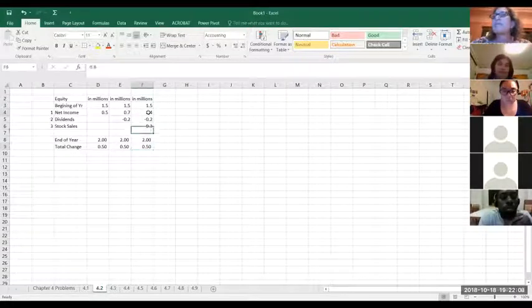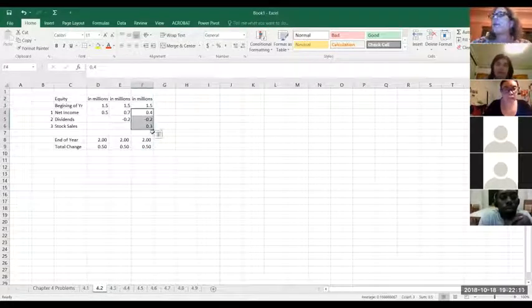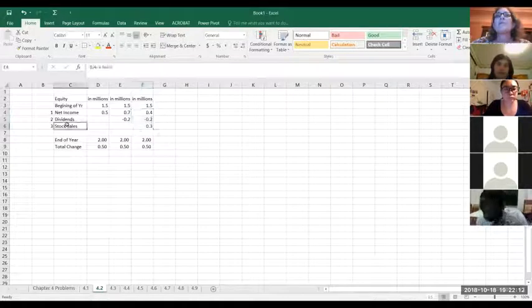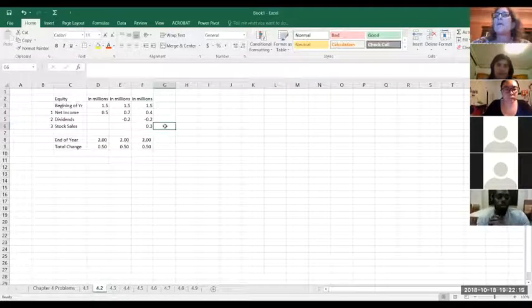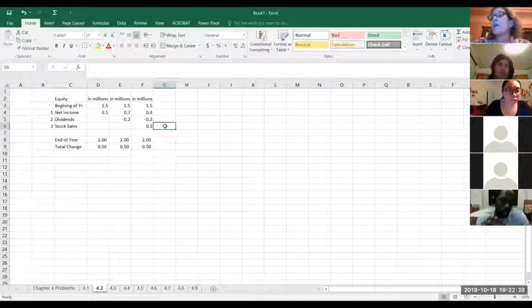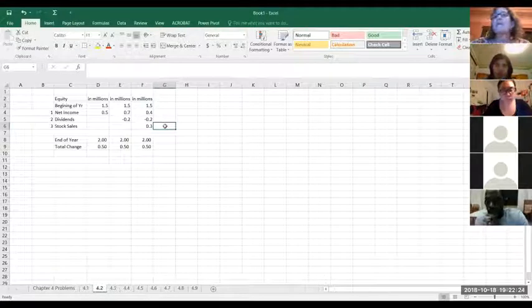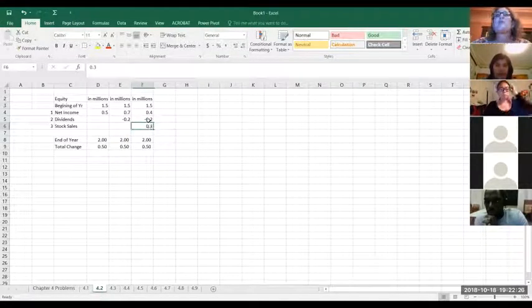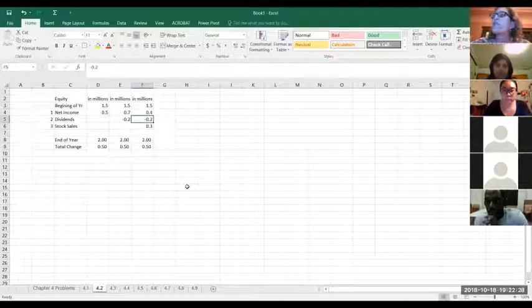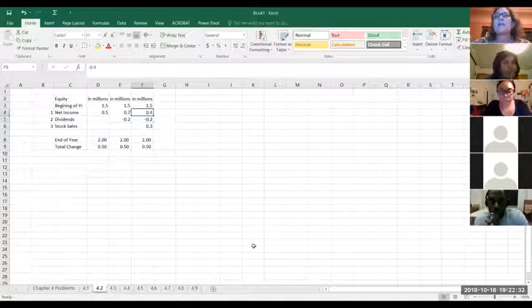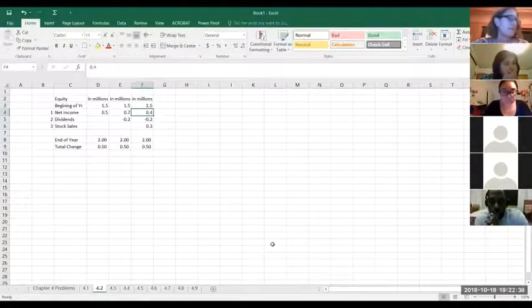That's basically what you have to play around with. Your stock sales are always going to be an increase because you're adding more equity. You sell stock, they own part of the company, but they're giving you something in return, usually cash, so that's going to increase your equity. Dividends means you're going to distribute part of your income, and the net income is the amount that you have earned for that year on your P&L. All right, let's keep moving.